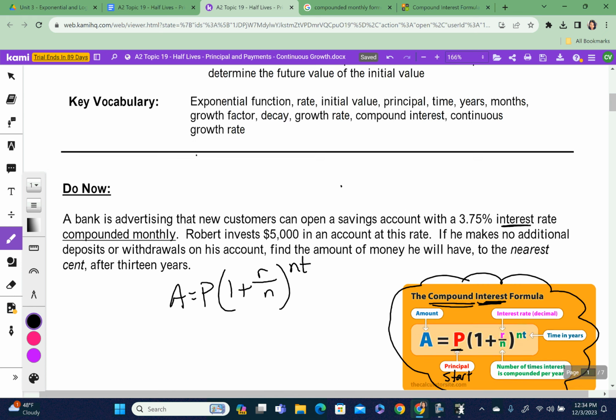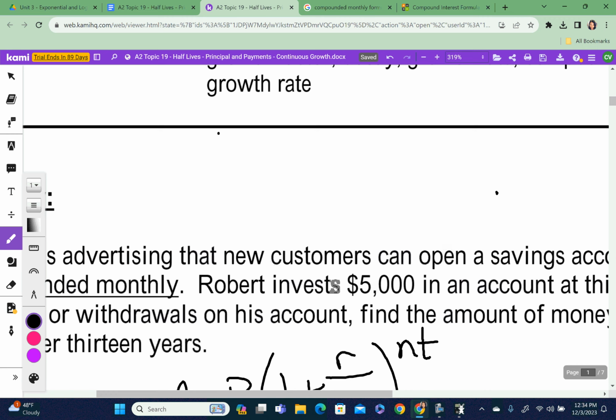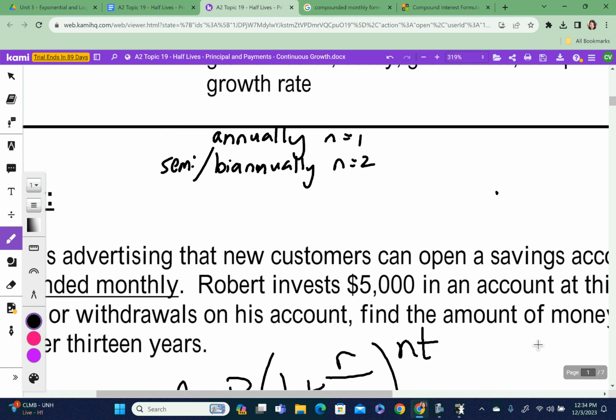So just a footnote real quick. If it's compounded annually, please write this down, your N is going to equal 1. If it's compounded biannually or semi-annually, they both mean the same thing, that means N is going to equal 2. If it's compounded quarterly, forgive my handwriting, my N is going to equal 4. There's 4 quarters in a dollar.